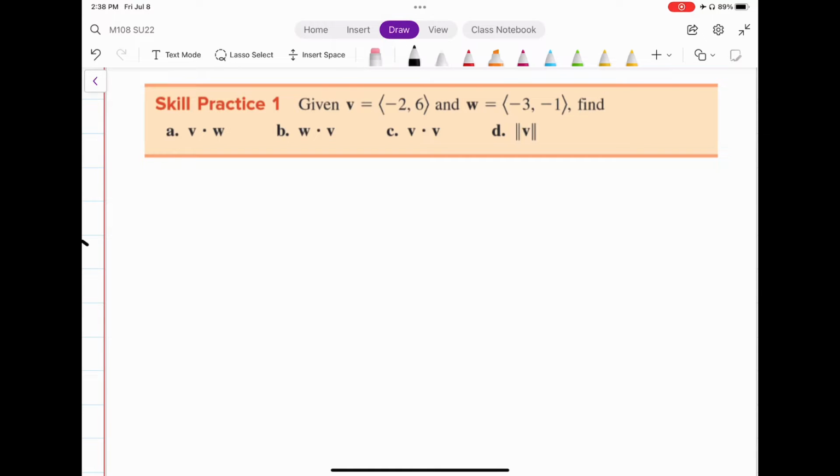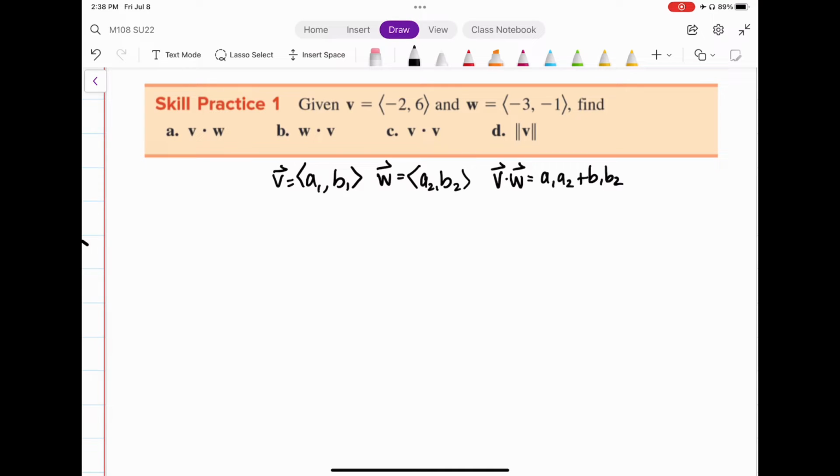Skill practice 1 asks us to compute the dot product and find the magnitude of a couple of vectors. If we have vector v that is given with the components a1 and b1, and vector w that's given with the components a2, b2, we find their dot product by taking a1 times a2 plus b1 times b2. This means that a1 would be -2, a2 would be -3, b1 would be 6, and b2 would be -1.